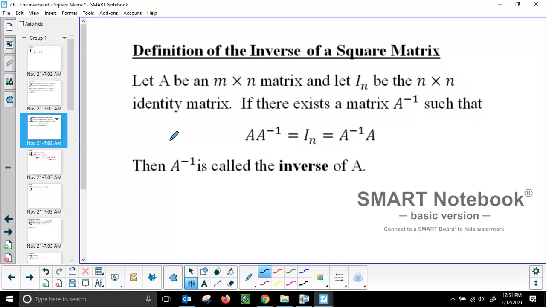Right? So if there exists a matrix, A to the negative first power, which means A inverse, such that A times A inverse is equal to the identity, and A inverse times A is also equal to the identity, then A to the negative first power is called the inverse of A.